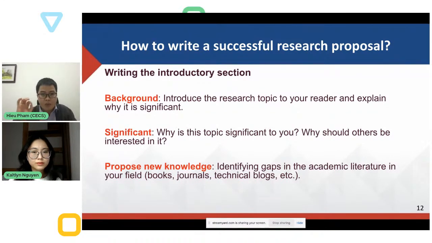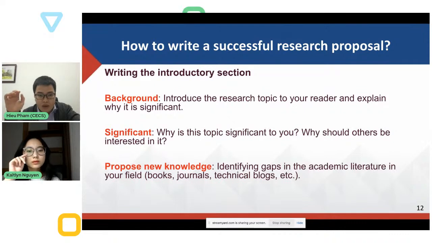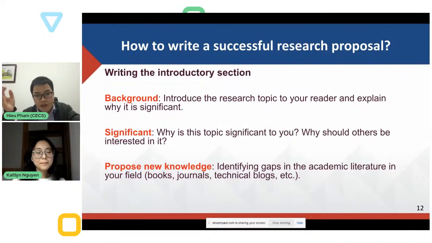The second is you need to answer the question: why is this topic significant to you? Why is it important, right? It's important when it can solve some limitation of the field. If not, it's not important. So if you can identify the limitation, the knowledge gap, this can guide you to propose something new, new knowledge. By identifying gaps in academic literature, you can think about new methods. The way we do that is we look at a lot of material like books, journals, papers, technical blogs, etc. By reading more, you have a more detailed picture of the field, and you can identify limitations and try to propose something new to solve that.